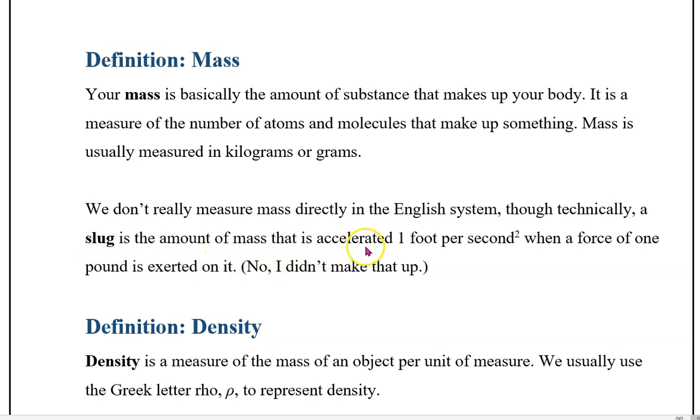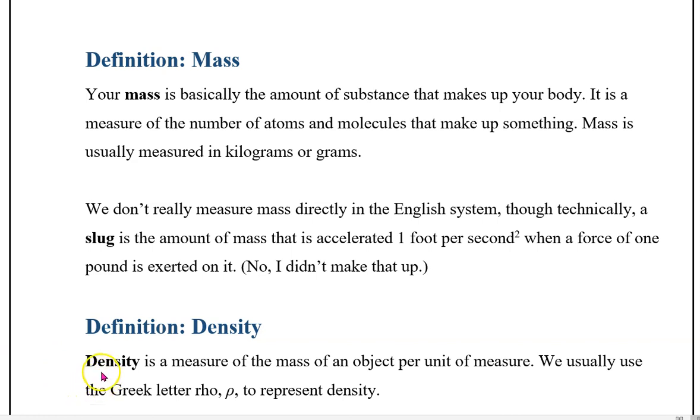A slug is the amount of mass that is accelerated 1 foot per second squared when a force of 1 pound is exerted on it. You will see slugs in a few rare applications, but it's far more common these days to use the metric system when we're talking about measuring mass. Then we will see it measured in kilograms or grams.